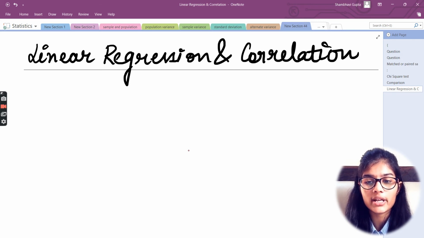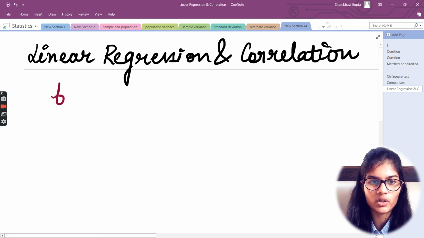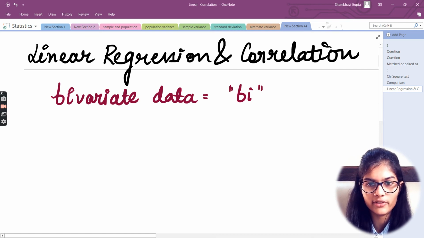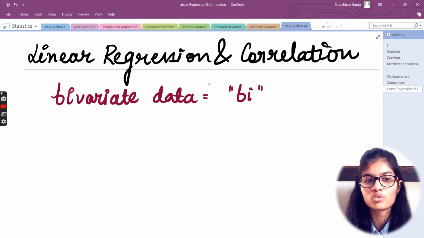The type of data which I had described there was bivariate data. We often call it BI. Bi means the two variables, right? So it's for two variables only.